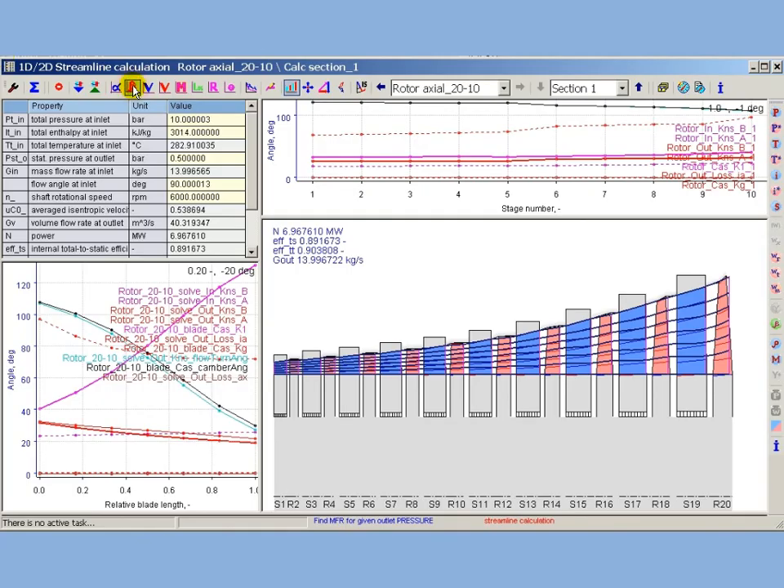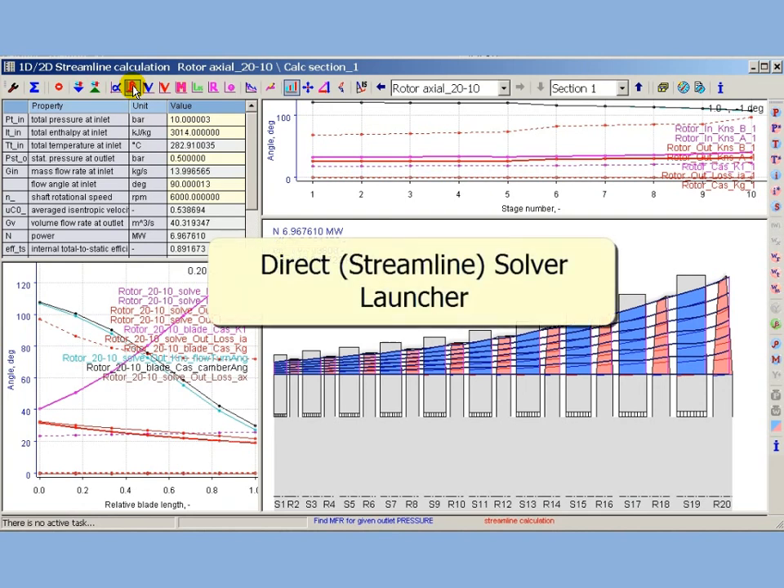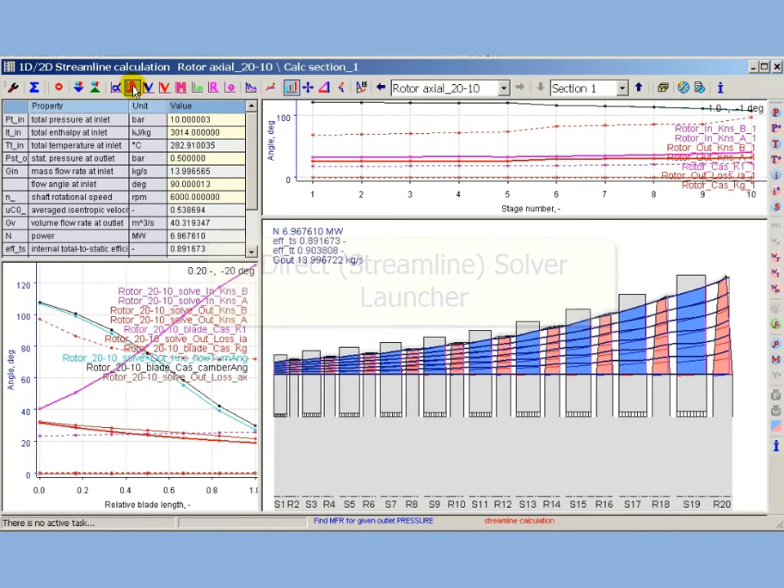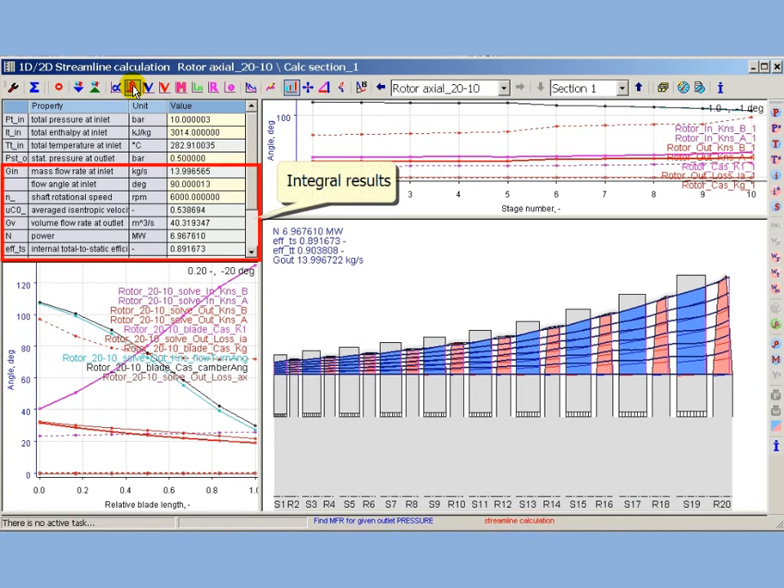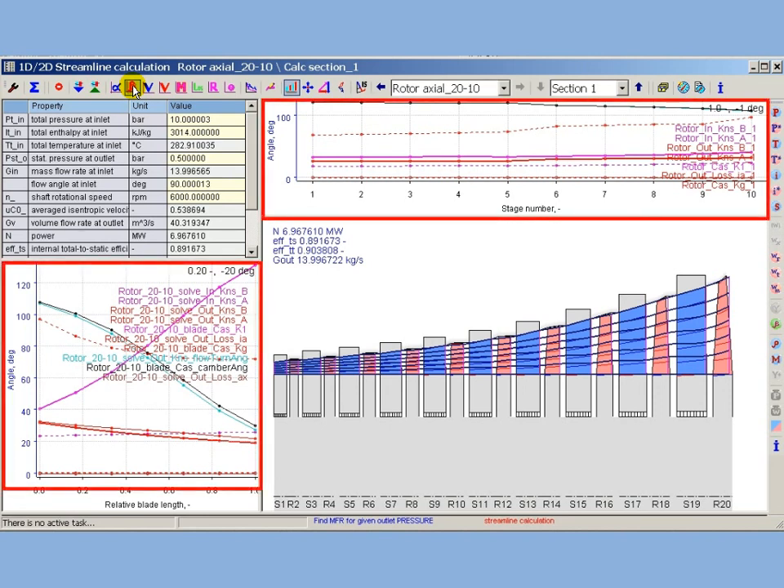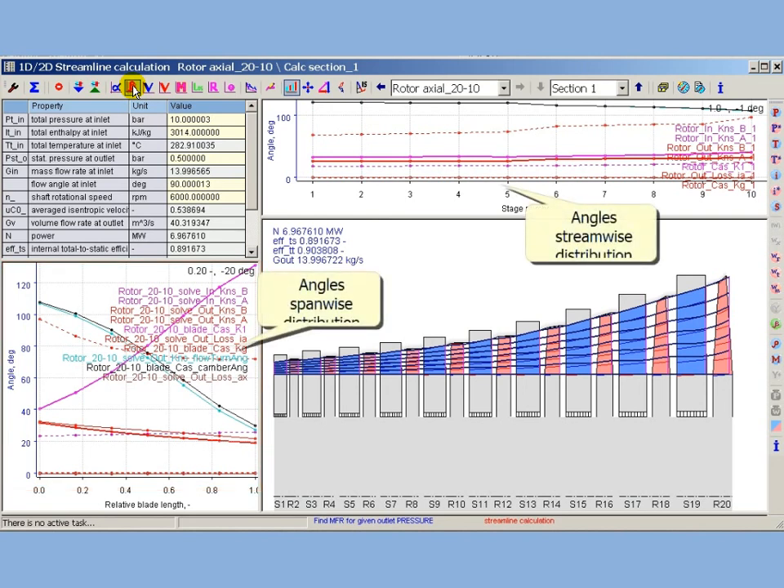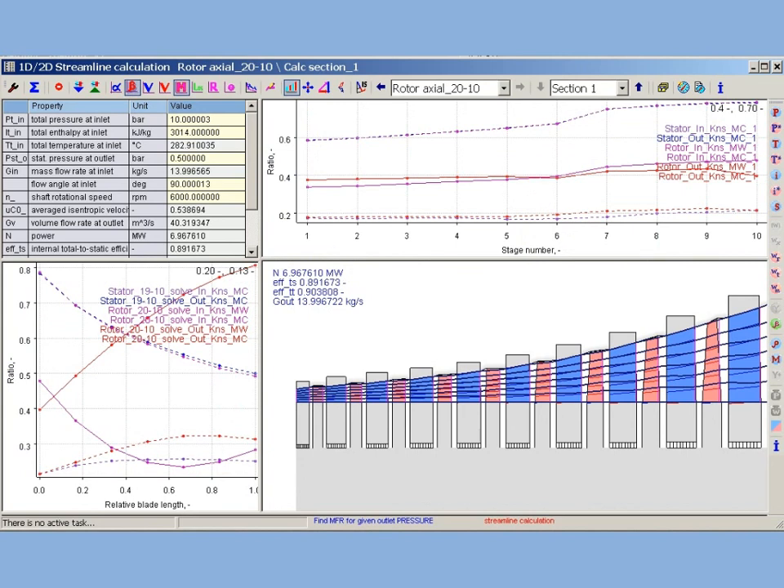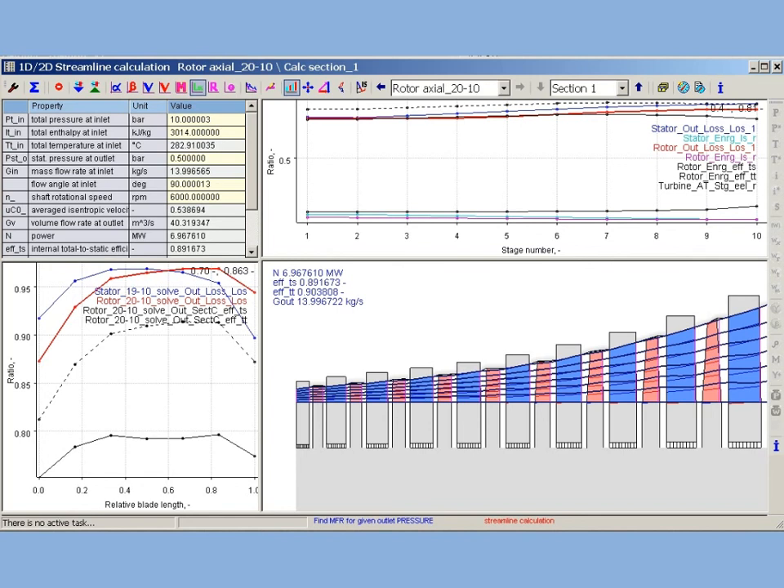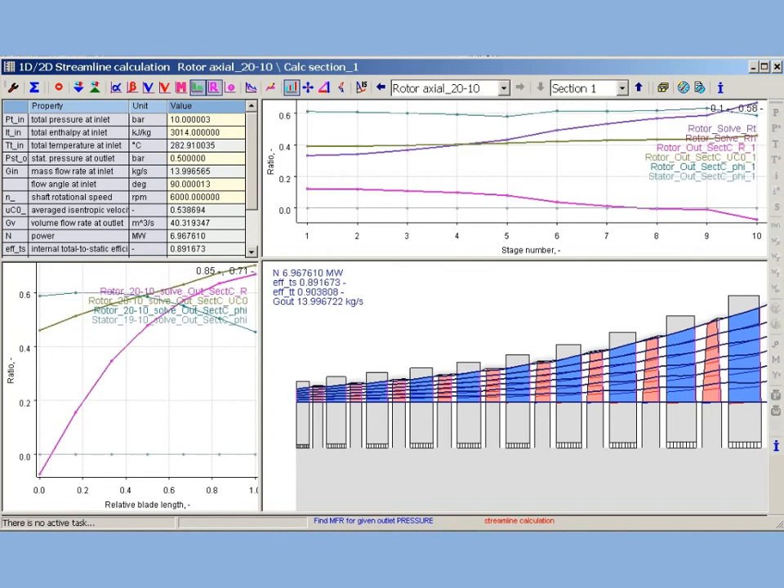The AxSTREAM Direct Solver can be used via different interfaces. The main one is the Direct Solver Launcher. The launcher allows you to specify main boundary conditions and monitor main integral results: power, efficiency, mass flow rate. Chart panes embedded in the launcher frame show the streamwise and span-wise distribution of main parameters. It may be blade and flow angle distribution, velocities, Mach number distribution, loss distribution, reaction distribution, and so on.